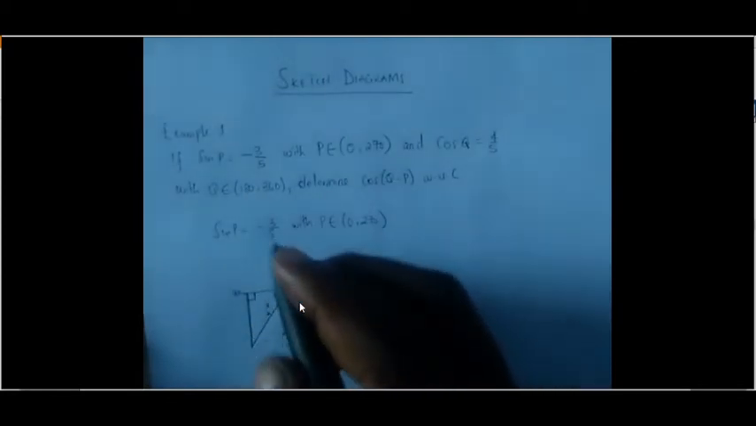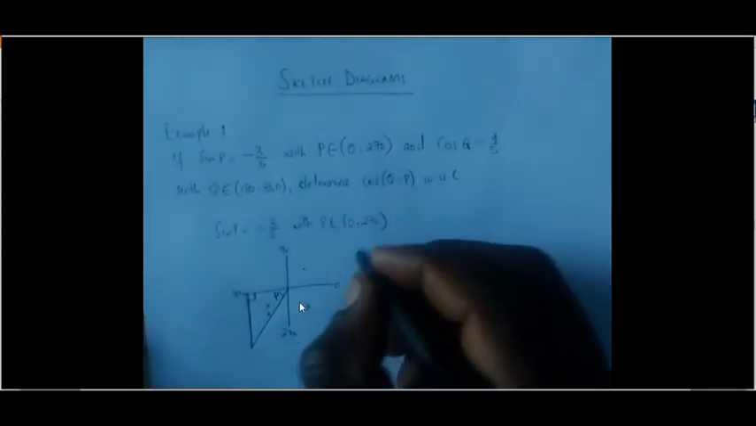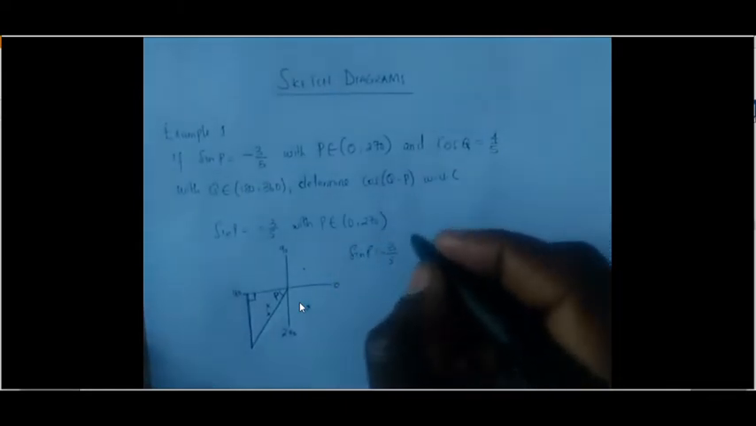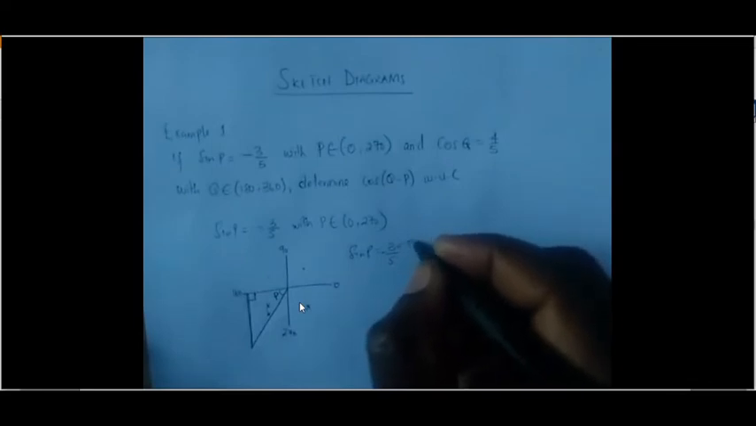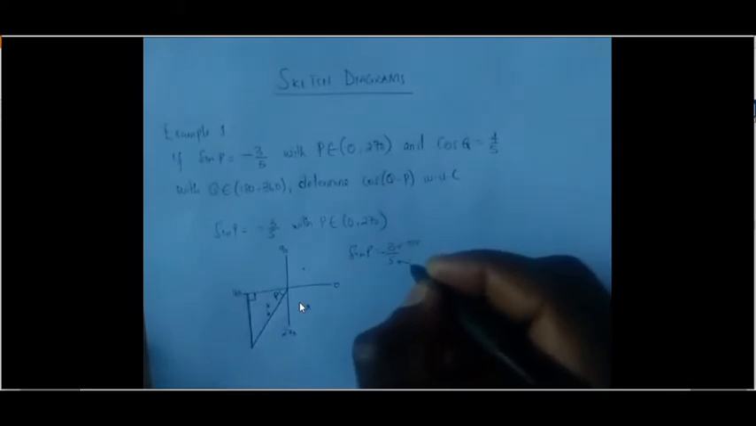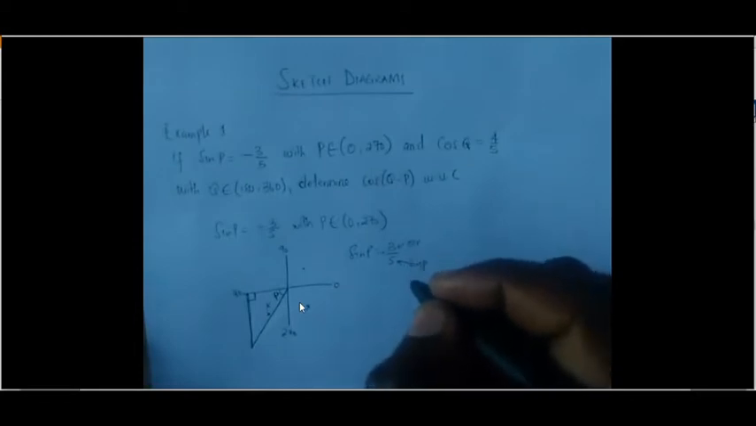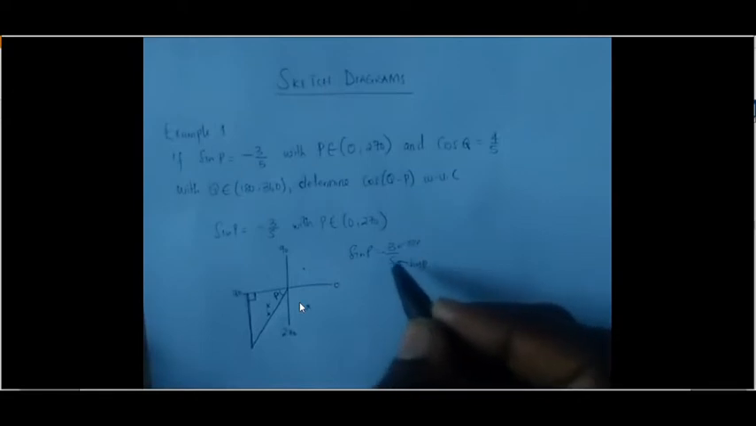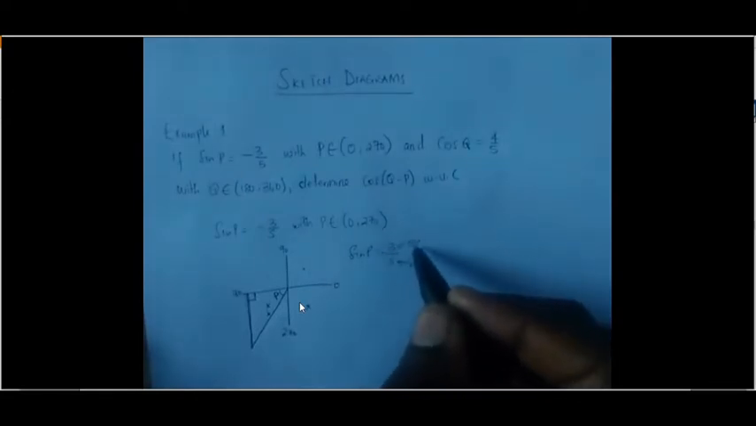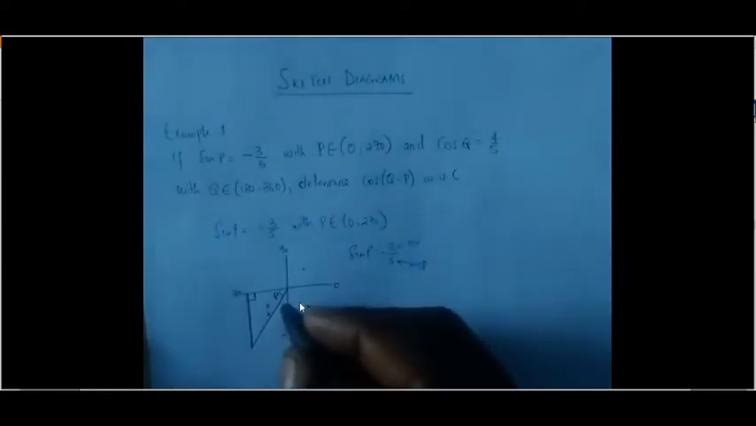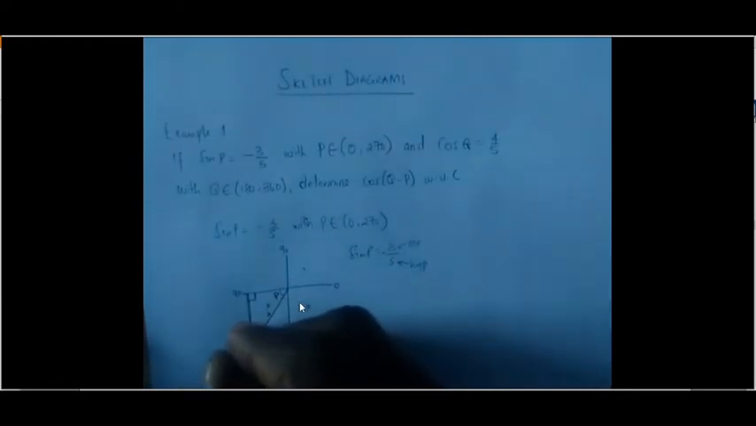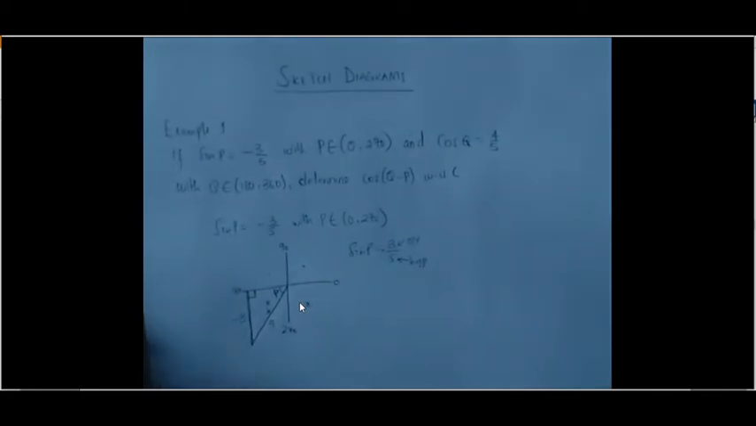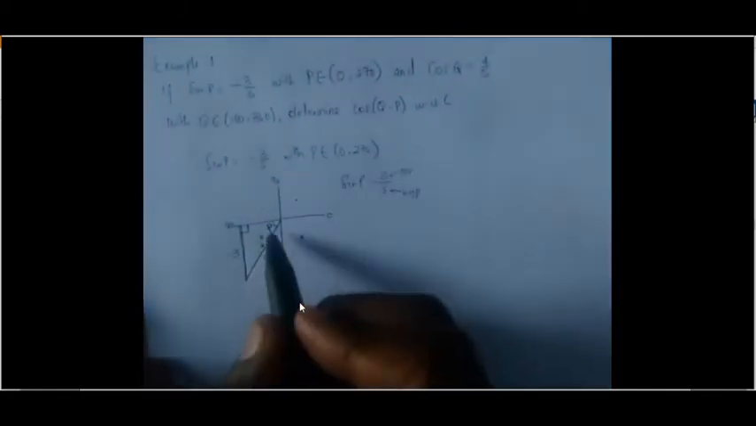Since sin p equals -3/5, which is a negative, this becomes my opposite, and this becomes my hypotenuse, because sine is opposite over hypotenuse. Hypotenuse is always positive, so the negative will apply on the opposite side. So if this is p, then the opposite side is -3, and the hypotenuse will be 5.